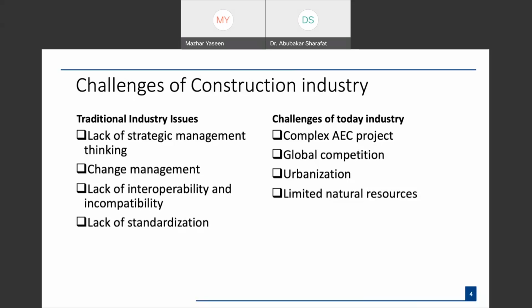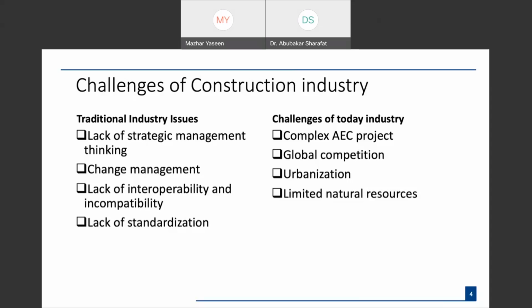Also, one of the issues for the construction industry is that there is a lot of strategic management thinking, and there is a change in management in every industry all over the world. But still, we have a lack of standardization, and of course construction is more complex, as I mentioned. The other thing all over the world is urbanization. The cities are expanding, and a lot of construction is going on.